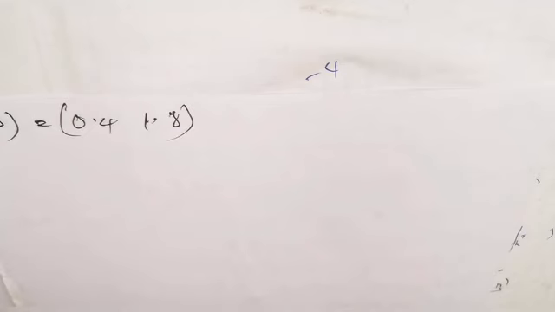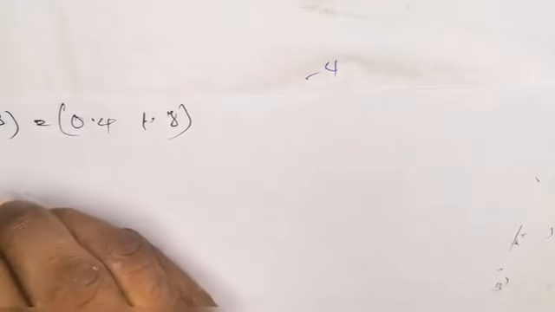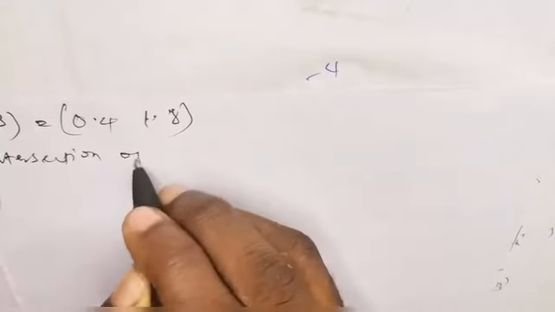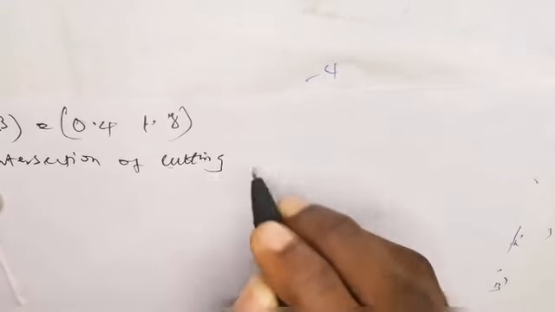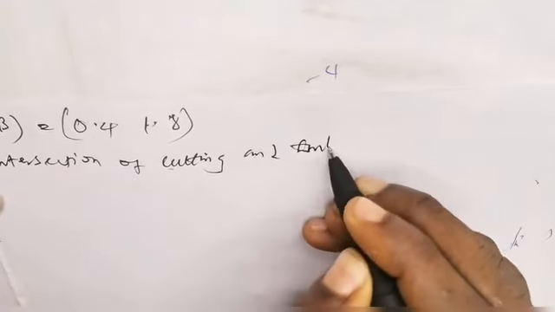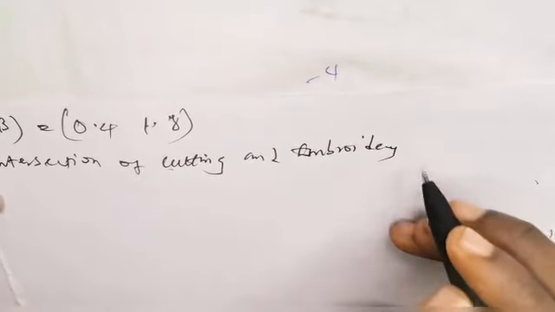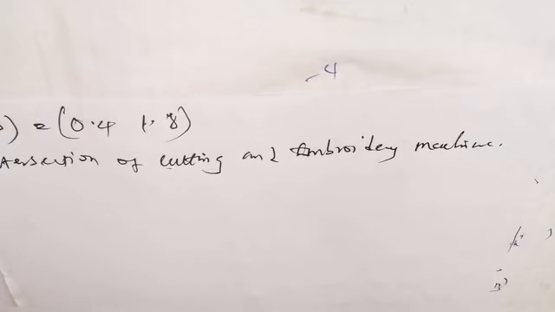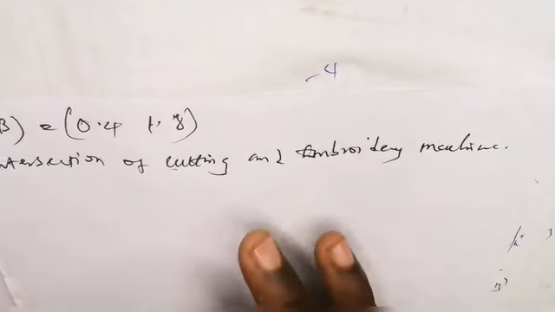So now we have found the intersection of the sewing machine and the cutting machine, and the intersection of the sewing machine and the embroidery machine. What is left now is the intersection of the cutting machine and the embroidery machine. So we find the intersection of cutting and embroidery machine. So what is now their intersection?